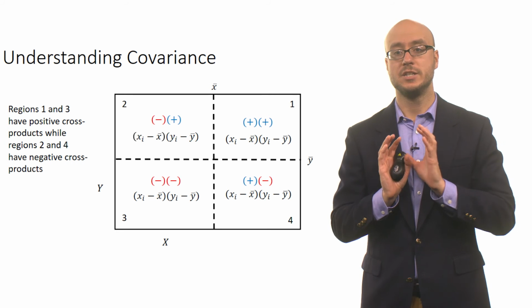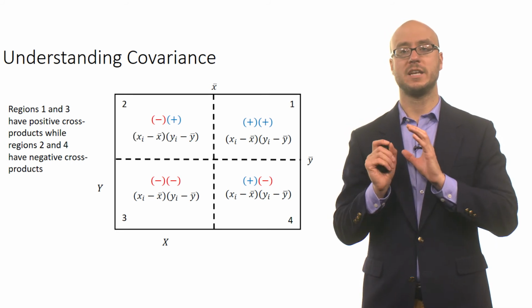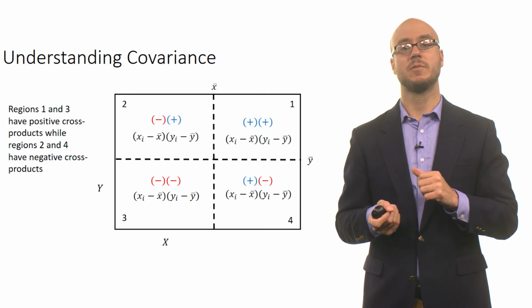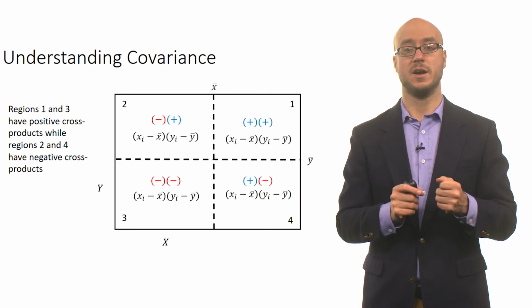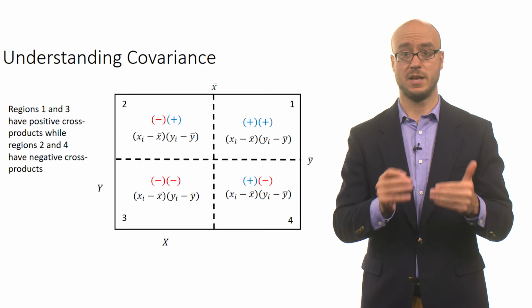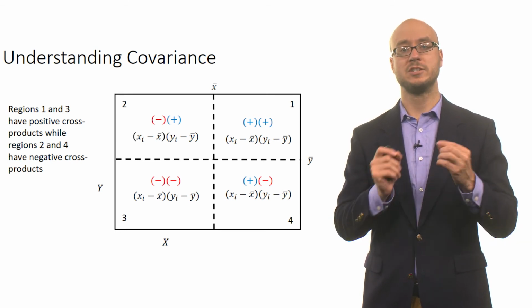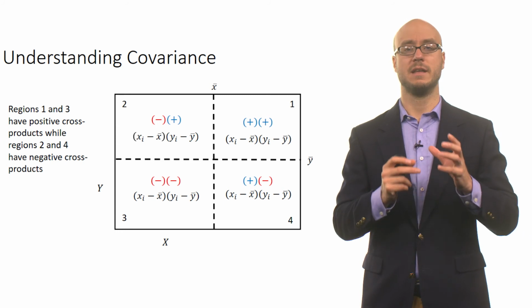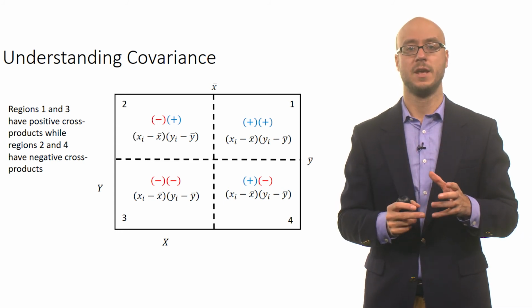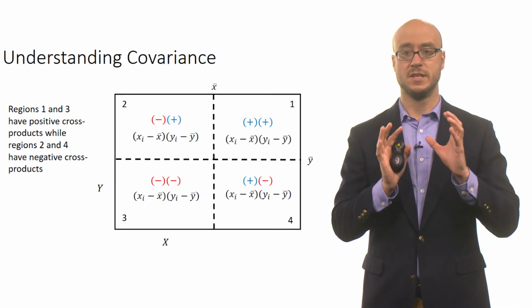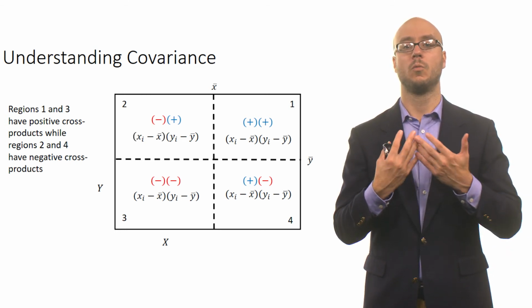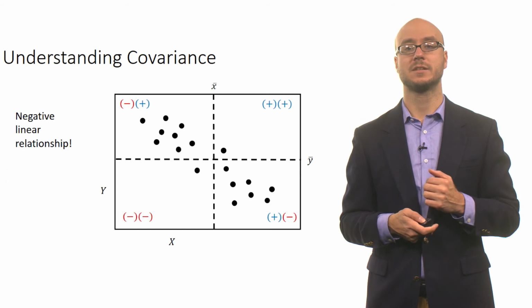In general, we can say that region 1 is going to have cross products that are positive, and region 3 is going to have cross products that are positive, because a negative times a negative is a positive value. Regions 2 and 4, however, are going to have cross products that in fact are negative. What this is in essence telling us something about is the relationship between x and y.